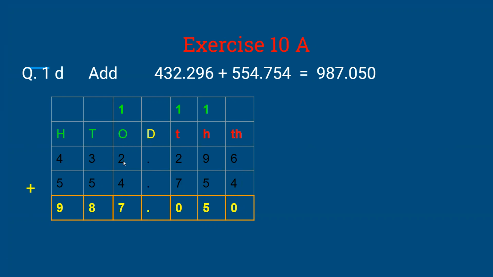Now we will add 1 plus 2 plus 4 equals 7. Now in tens, no carry is there. So 3 plus 5 equals 8. And 4 plus 5 equals 9. In this way, students, we can add decimal numbers, but we have to be very careful. On the top, write down ones, tens, hundreds, decimal, then tenths, hundredths, and thousandths.